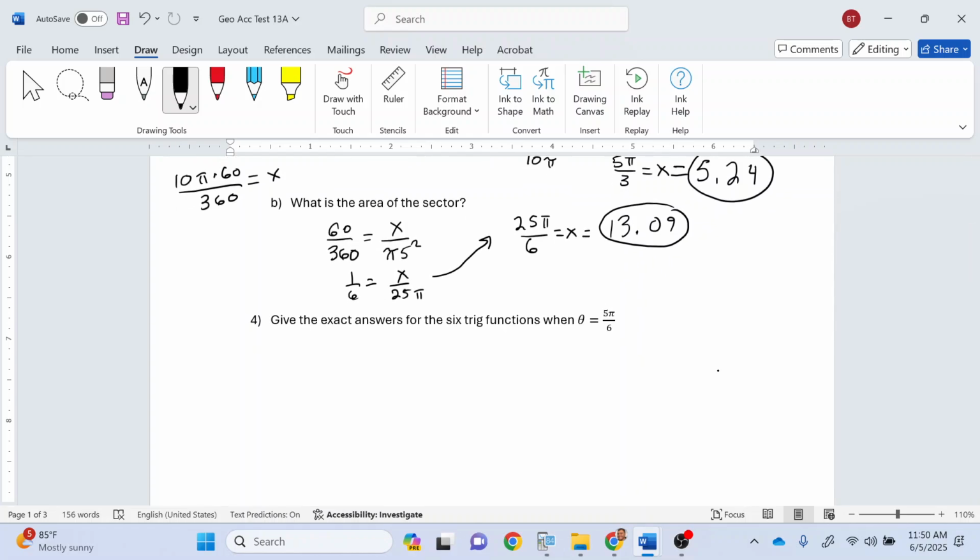All right, number 4. Give the exact answers for the 6 trig functions at 5 pi over 6. So somebody already converted it. It's 150 degrees. So you should be doing the 6 trig functions at 150 degrees.